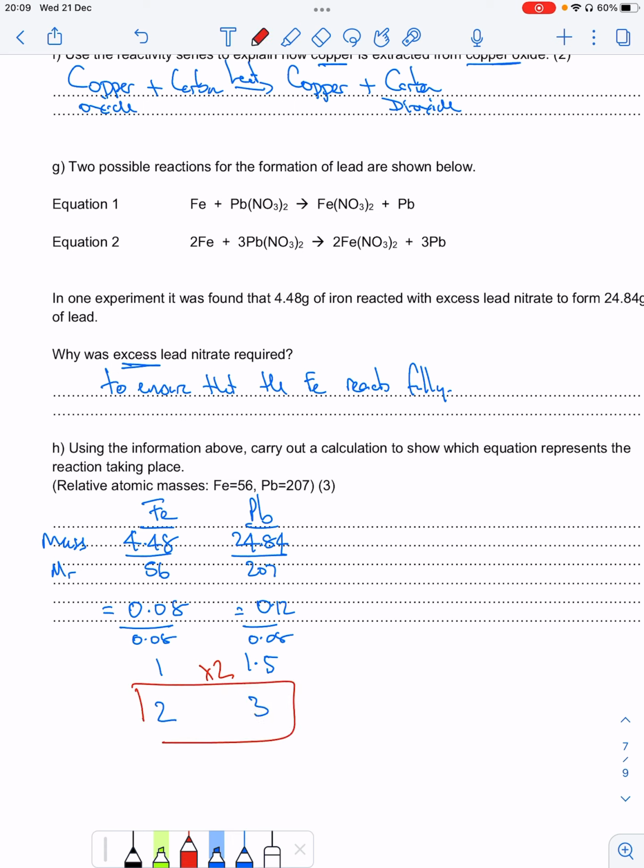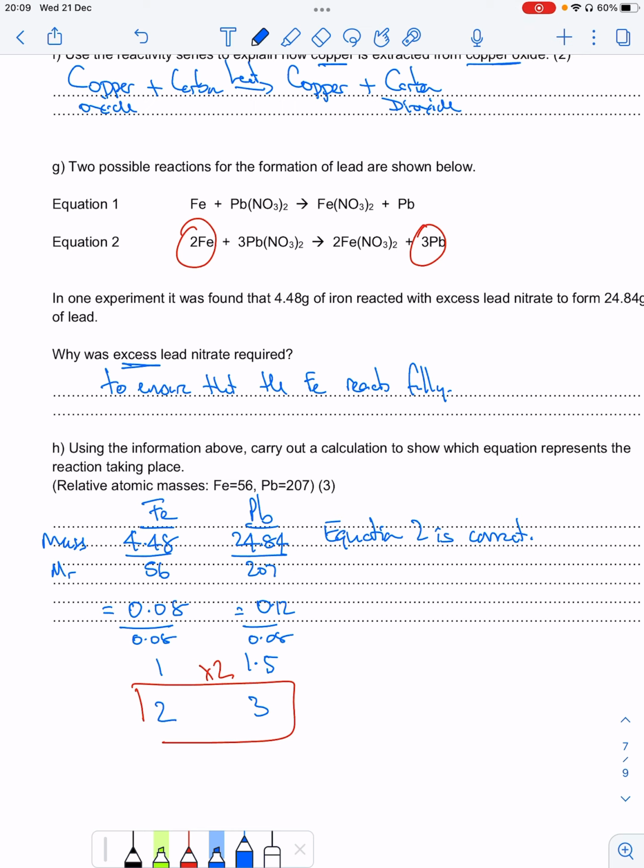There's my ratio, and if you go back up to the questions, equation 2 goes from 2 to 3. So equation 2, and state this. Now you've done the hard bit, then say equation 2 is correct, or the right one. Don't just leave it to them to guess that you know the answer.